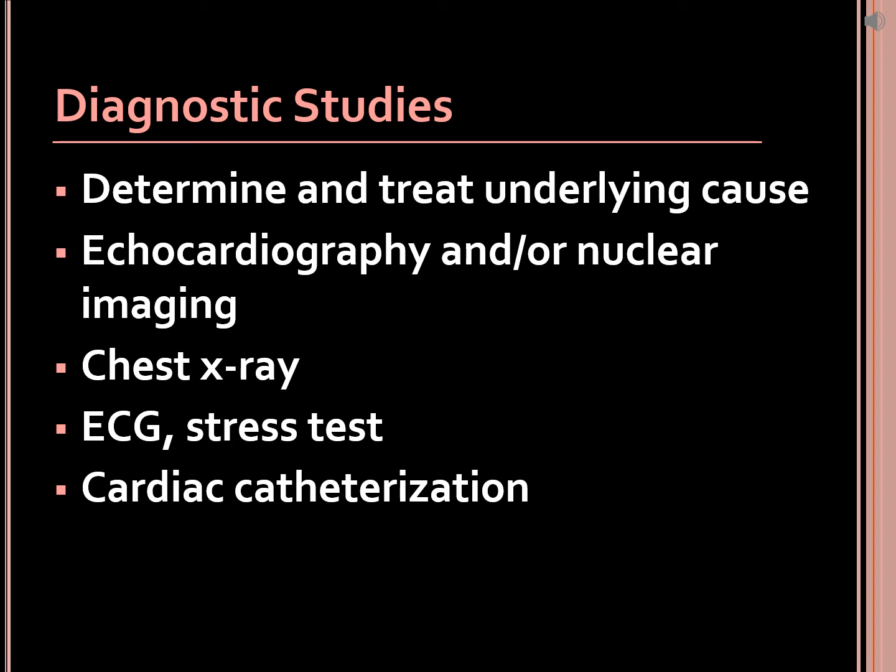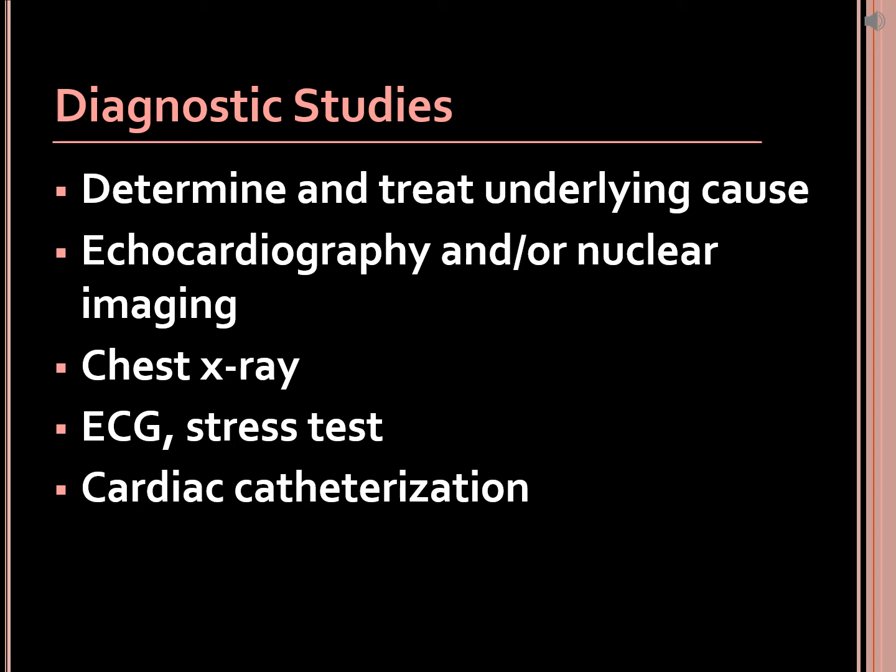echocardiography, getting an echocardiogram, or doing some nuclear imaging, stress testing, or cardiac catheterization. All of these things can help us see the structure and function of the heart muscle and the valves, and see if there's underlying coronary artery disease, with that cardiac cath, to see if that's the cause of heart failure. Our echo also gives us information on ejection fraction.